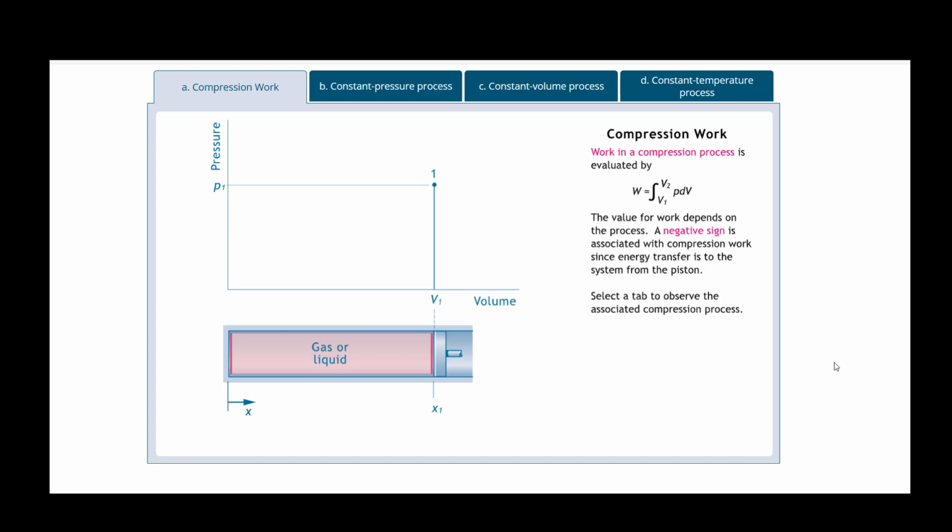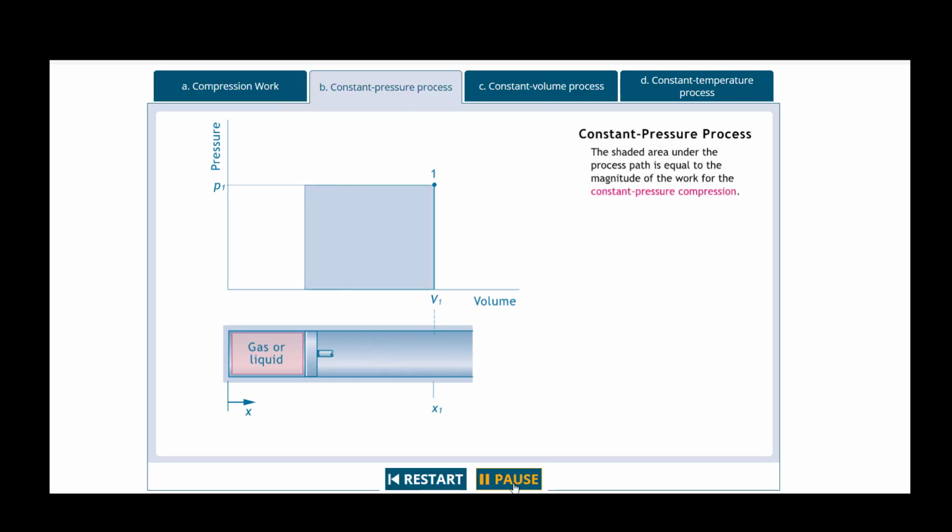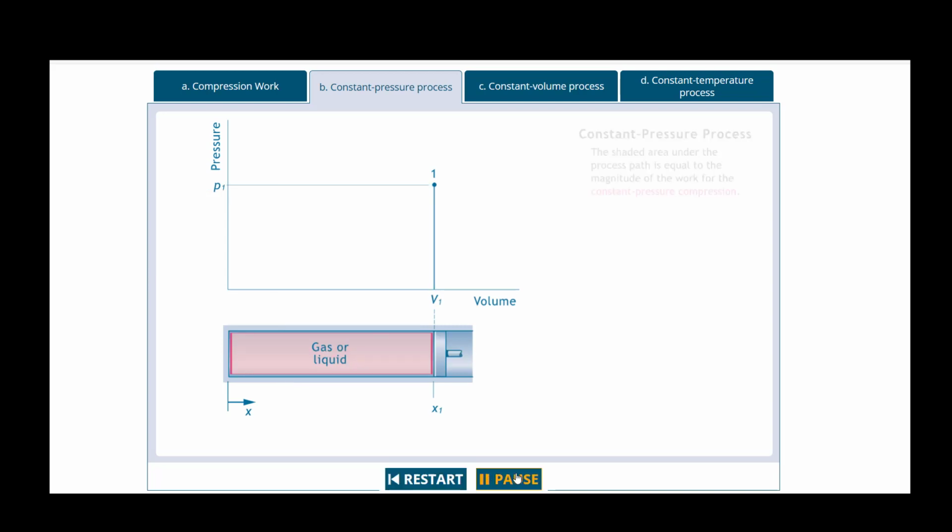The negative sign is associated with compression work since the energy transfer is to the system from the piston. So we're going to look at the compression process. If we have a constant pressure, right? So isobaric, a constant pressure process. Let's look at what that looks like. Constant pressure process: the shaded area under the process path is equal to the magnitude of work for the constant pressure compression. We'll see it one more time.